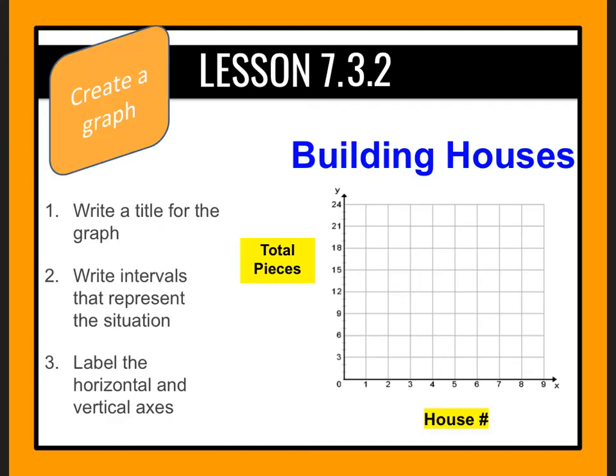So think about your x-axis. Your x-axis is going to represent your house number. Your total pieces is your y-axis. So the title that I wrote was Building Houses. Make sure you fill this out in your notebook.